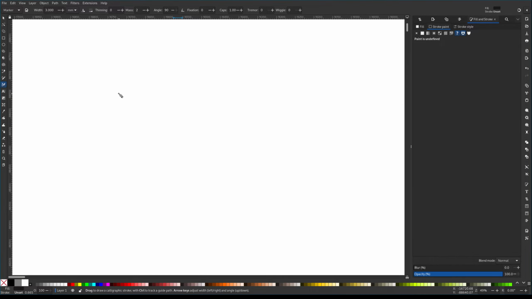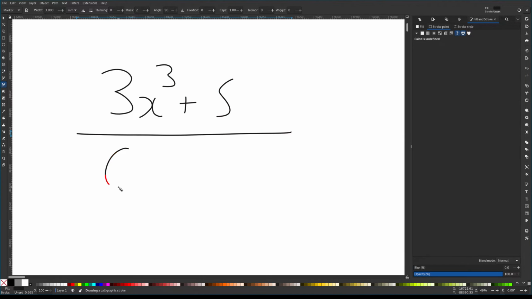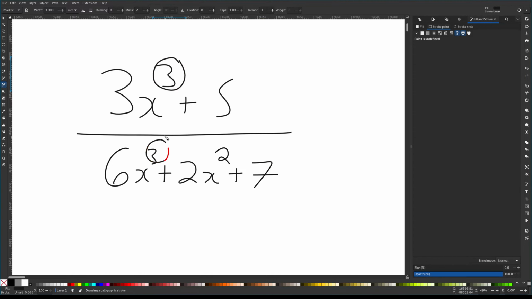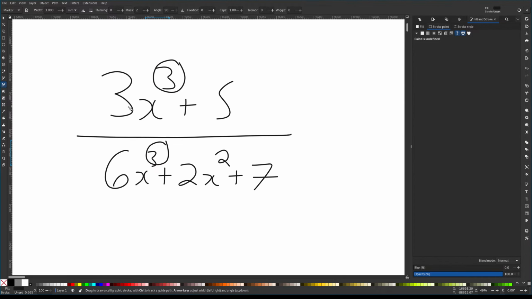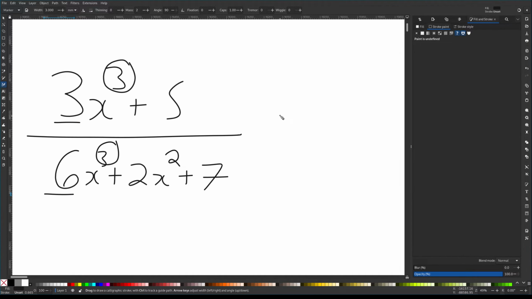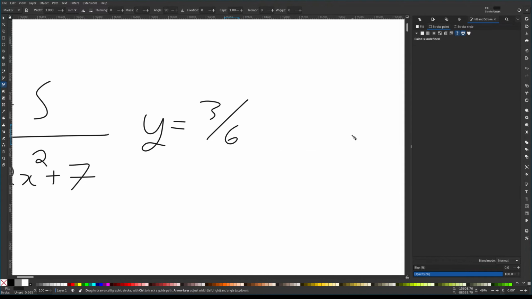There doesn't always have to be an imbalance in the numerator and denominator. They can be of equal degrees. As we see here, 3x cubed plus 5 divided by 6x cubed plus 2x squared plus 7. When we have equal degrees here, because we have a 3 and a 3, we're going to simply divide the leading coefficients. So this number divided by this number. So our horizontal asymptote is going to be y equals 3 divided by 6, or y equals 1/2.